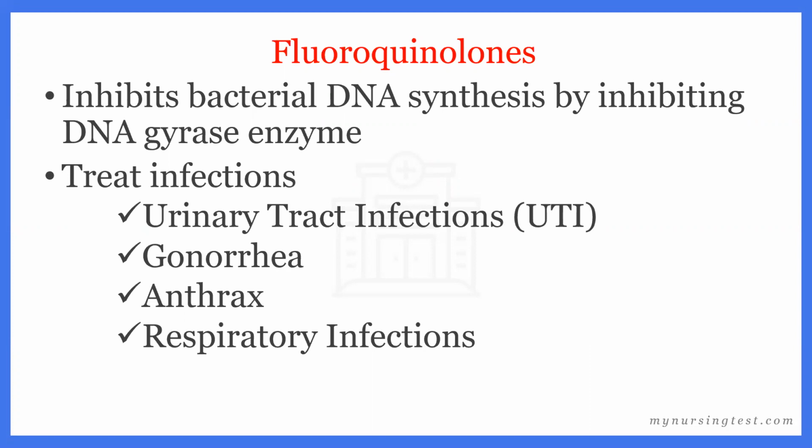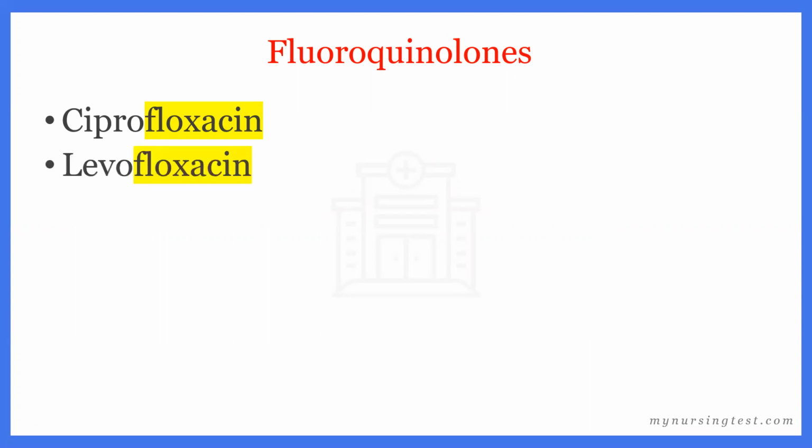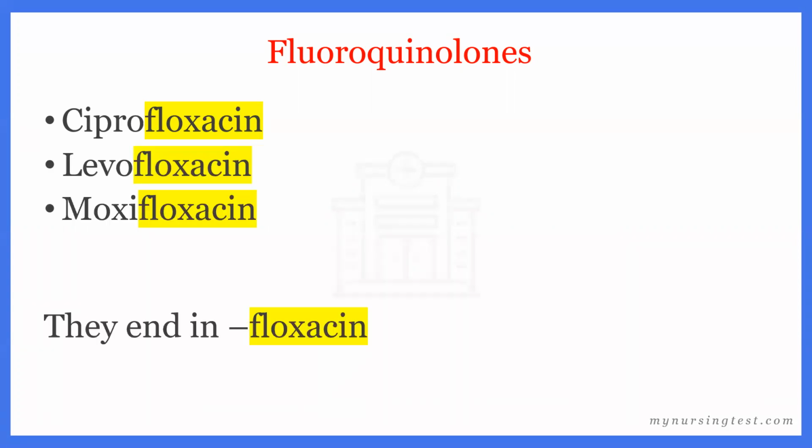So how can we identify a fluoroquinolone? Examples of fluoroquinolones are ciprofloxacin, levofloxacin, and moxifloxacin. And if you notice, they all end in floxacin. So that's a way for you to identify a fluoroquinolone.